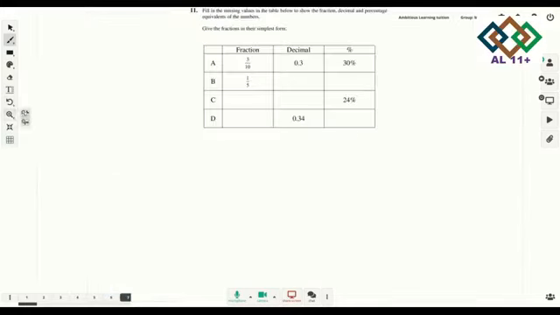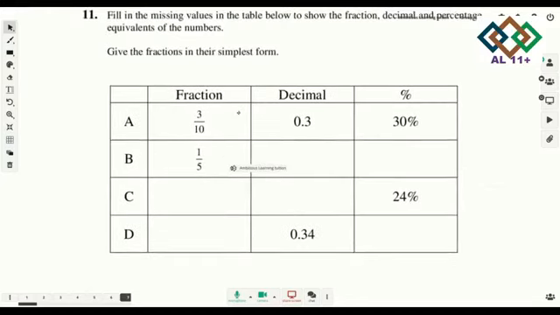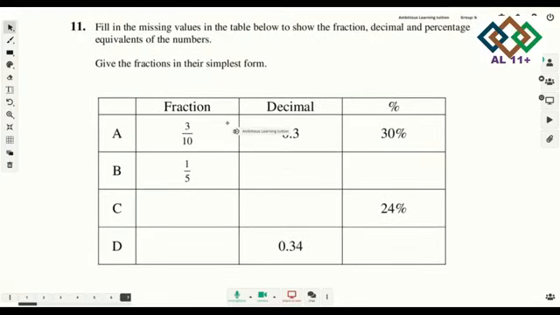Let me zoom in a little bit for this one, because you need to do a little working out. Fill in the missing numbers of the table below to show the fractions, decimals and percentages equivalent of the numbers. Give the fractions in the simplest form. So let's do the ones we know.